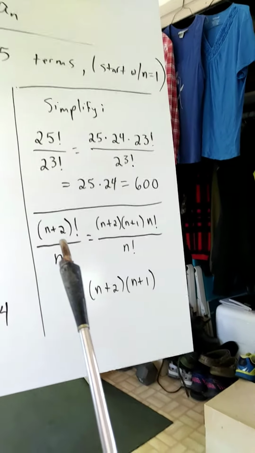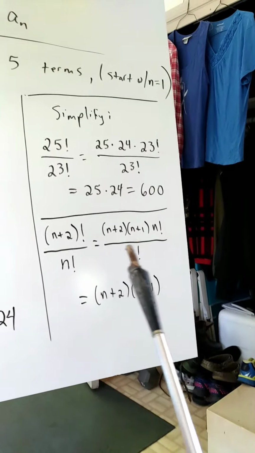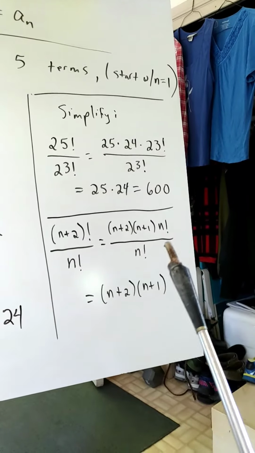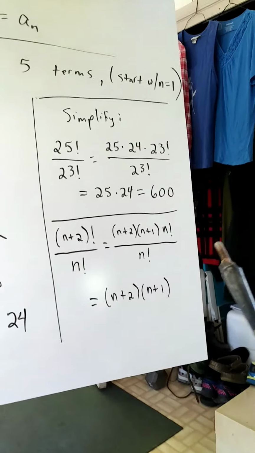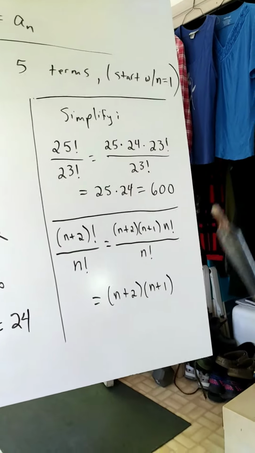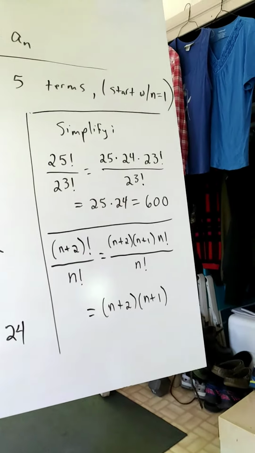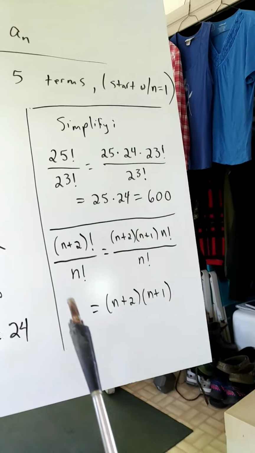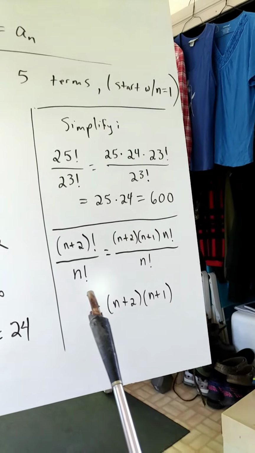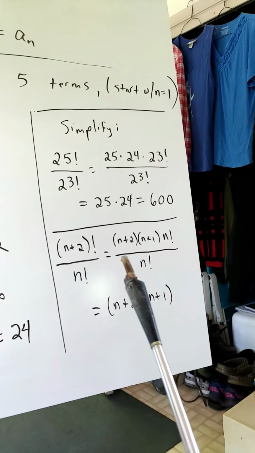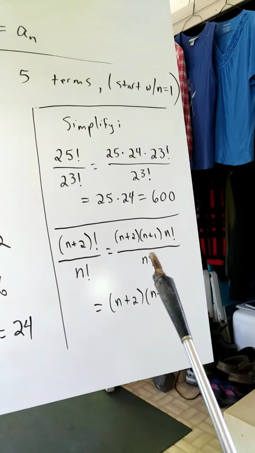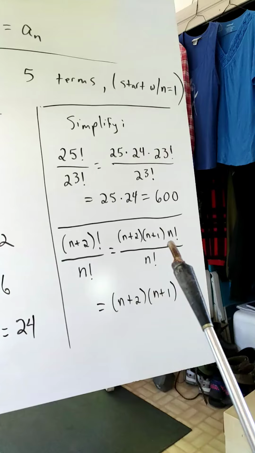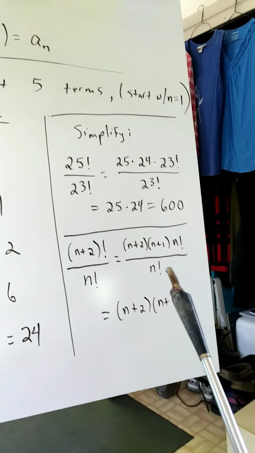n plus 2 factorial would mean n plus 2 times n plus 1 times n times n minus 1 times n minus 2 times n minus 3 until we reach times 3 times 2 times 1. Well, the bottom of this expression is n factorial. So it's only necessary that I go n plus 2 times n plus 1 times n factorial, because that'll contain all the rest of the factors that this contains.